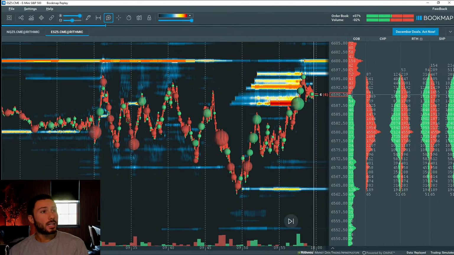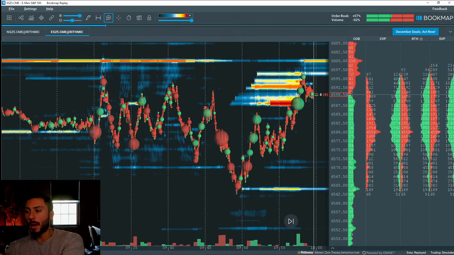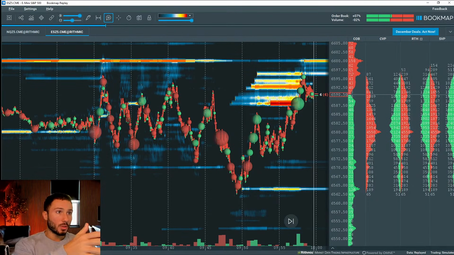Do all my entry signals come from Bookmap? Not all of them, but I always use footprint and Bookmap. I have specific patterns that I look for on Bookmap, and I have specific patterns that I look for on the footprint.